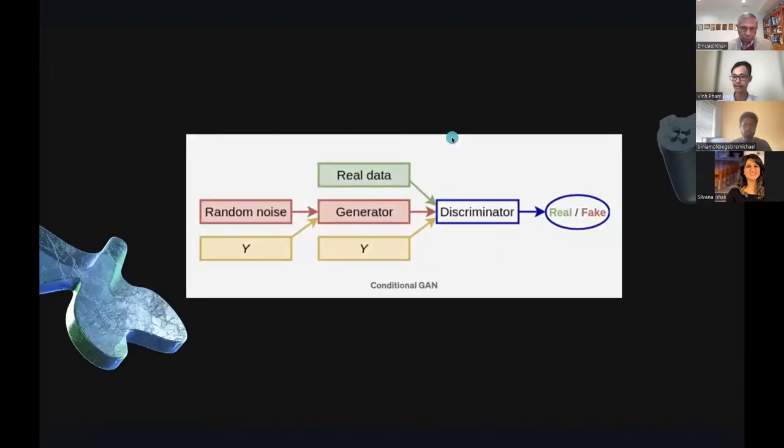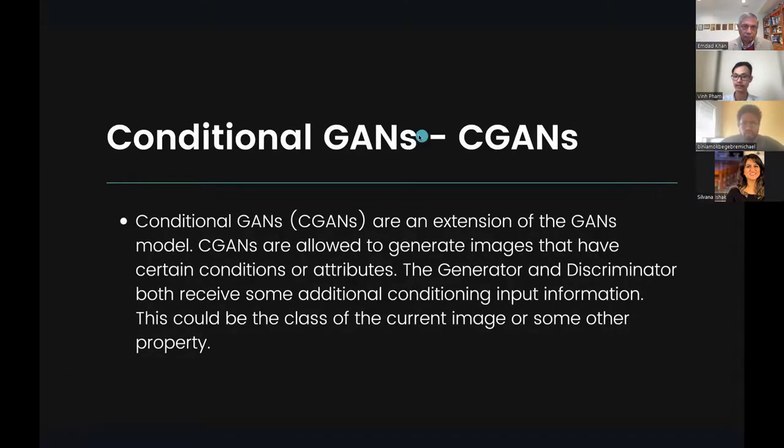We can see the C after the GAN here for the network, because we can have multiple networks. As you all know, in a neural network we can have 1, 2, 3 or whatever networks, because it's a multiple layer architecture. So conditional GANs, or CGAN, is just a variant extension of the traditional GAN, allowed to generate the image based on some condition attribute.